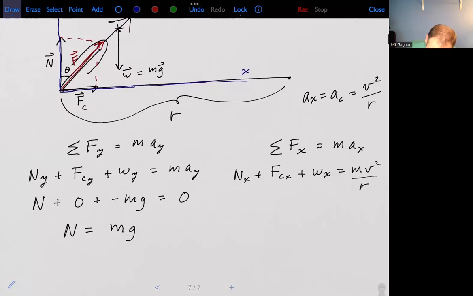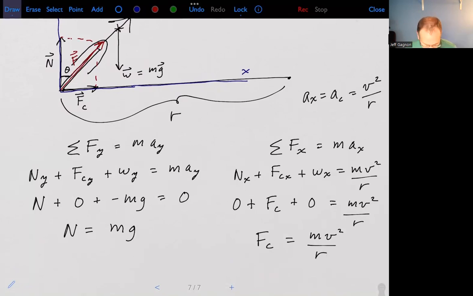The normal force has no x component. It's all in the y. So there's no component of that vector in the x direction. For the centripetal force, yes, all of it is acting in the x direction, so that's all of Fc. And for the weight in the x direction, that's 0. And that's going to equal mv squared over r. So I know that F centripetal is mv squared over r.